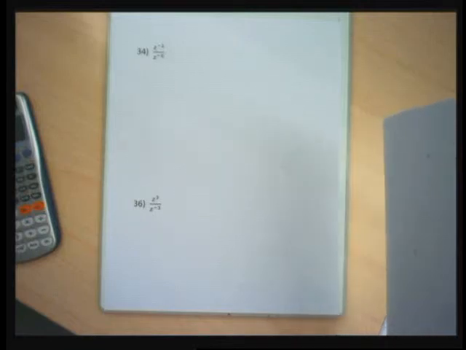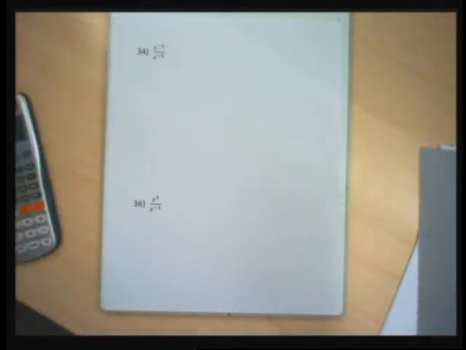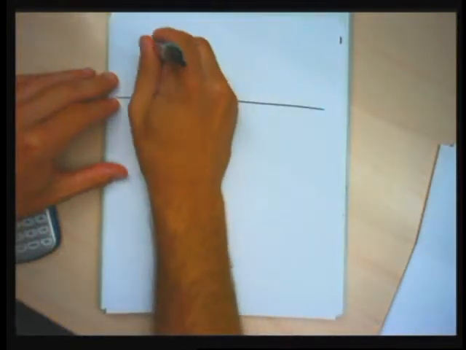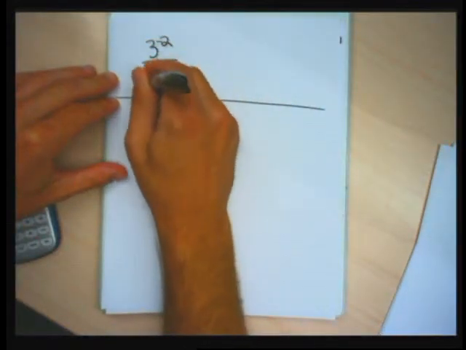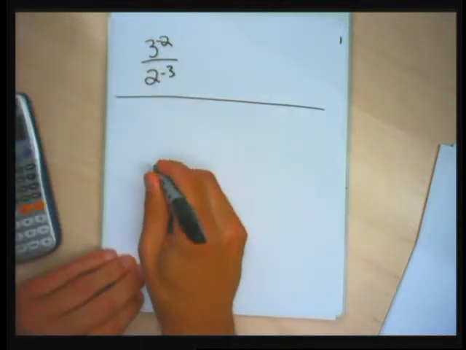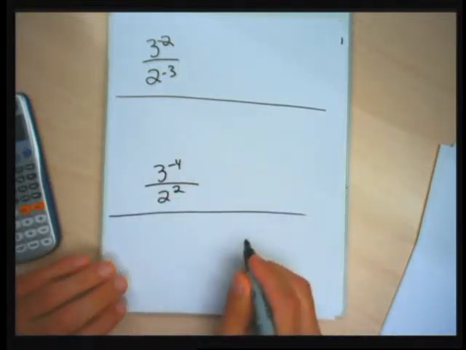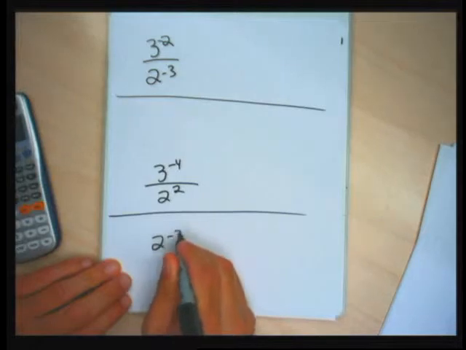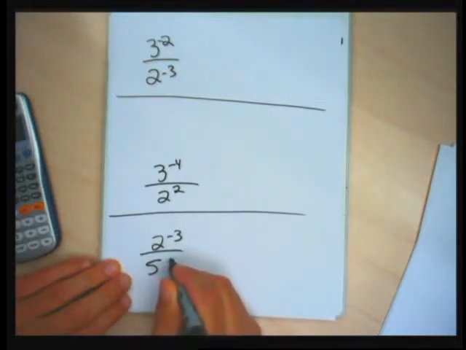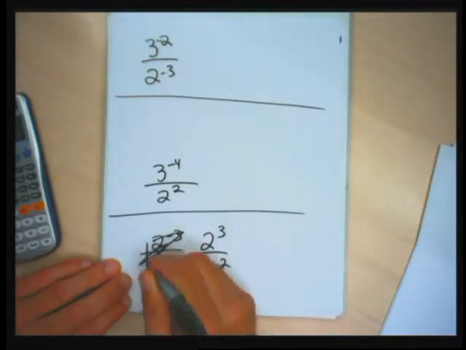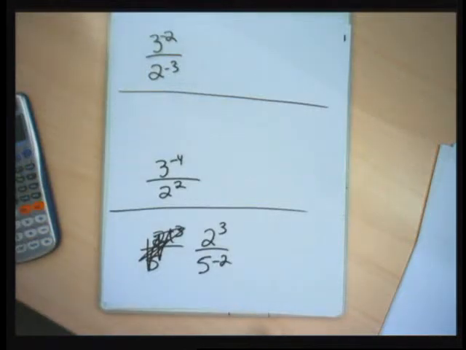Those I can't do. Alright, so I need to make a few more problems up with numbers so you can see how 34 and 36 can be done. So a few more problems, nice easy ones. 3 to the negative 2 over 2 to the negative 3, and then how about 3 to the negative 4 over 2 squared, and 2 to the 3 over 5 to the negative 2. So I made up 3 problems, straight fractions with negative exponents.